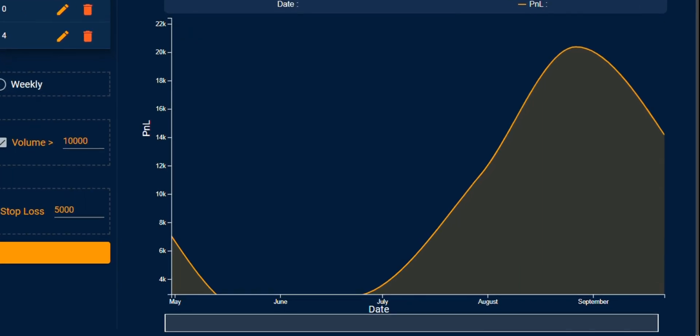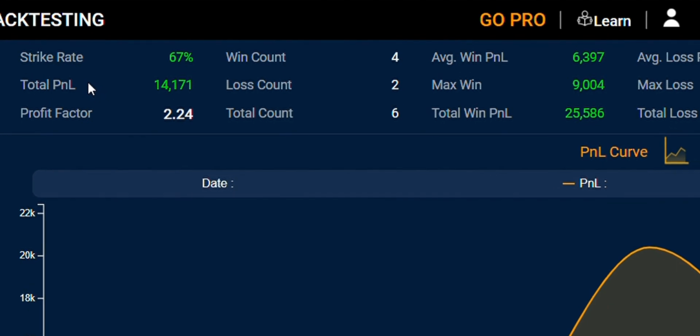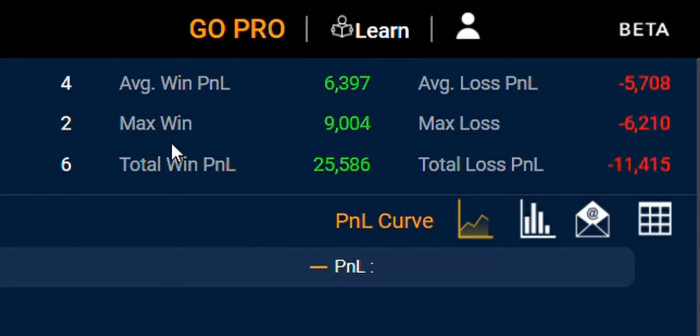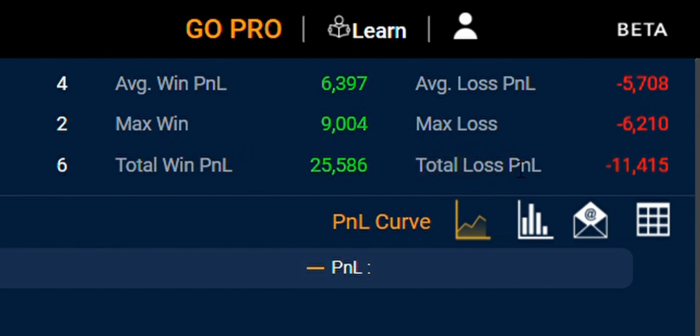as you can see, we have the statistical and the graphical representation of our backtest strategy for the last 6 months. On the statistical side, we can see we have the strike rate of 67% and the profit and loss for this strategy is 14,000 and the profit factor is 2.24. As we can see, in the last 6 months, we have the 6 total count in which 2 was in loss and 4 was in profit. Further, you can see the maximum win and the maximum loss, and in the same way you have the average win profit and loss and average loss profit and loss.